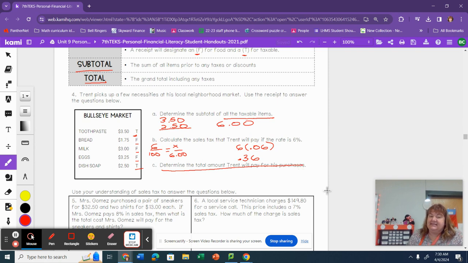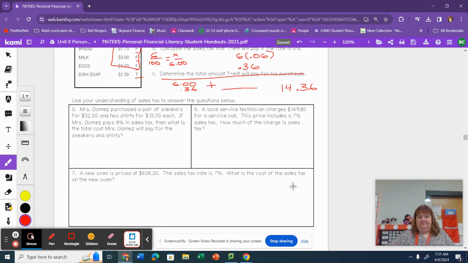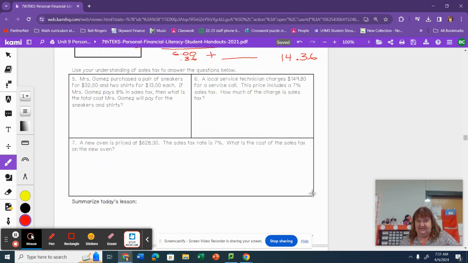Okay, now we want to determine the total amount he'll pay. So we're going to take the $6 plus the 0.36 plus these items that were not taxed. So I want you to add all of these items up, then get an amount, and then add it to these two added. And what do you get? Okay, you should have gotten 14.36. Good job.